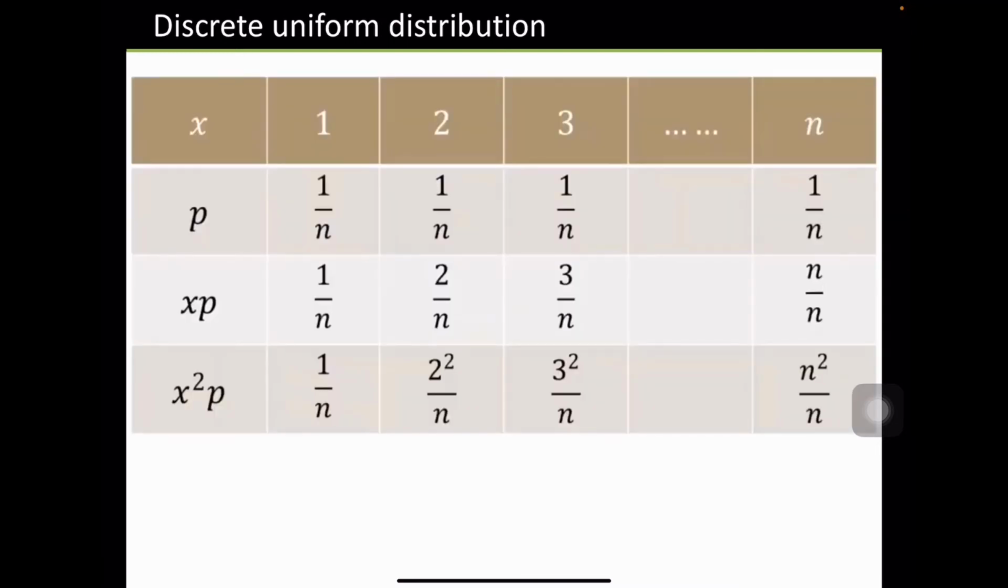So here we have a table which demonstrates what I have just said. We have our outcomes at the top, the probability of each, which as you can see is the same, 1 over n. x multiplied by the probability of each will be 1 over n, 2 over n, and so on and so forth. And x squared p will be 1 over n, 2 squared over n, 3 squared over n, and so on and so forth until n squared over n.